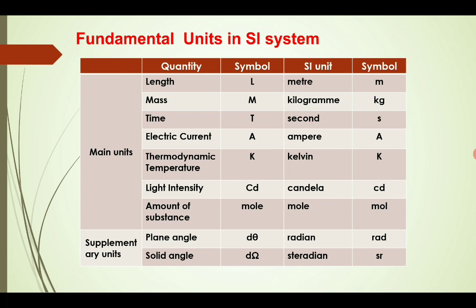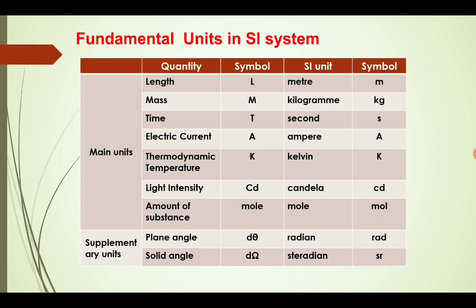Now there are some supplementary units also, in order to define some other physical quantities, like the plane angle. We have studied angles in the case of triangles, in the case of the Pythagoras theorem. So the symbol for plane angle is theta, d theta for a small angle. SI unit is radian and the symbol is rad.